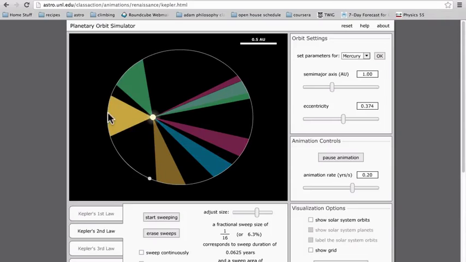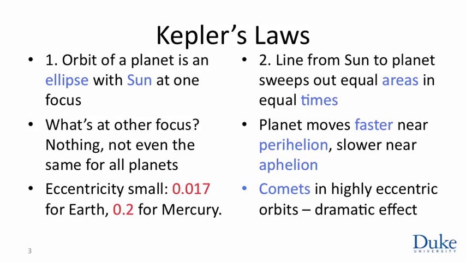This point is called perihelion, the point of nearest approach to the Sun, and it's always along the major axis, you can see. And at the other end of the major axis is the point of farthest distance from the Sun, aphelion, which is where the planet moves most slowly. So these are Kepler's first two laws, and let's go back and summarize that.